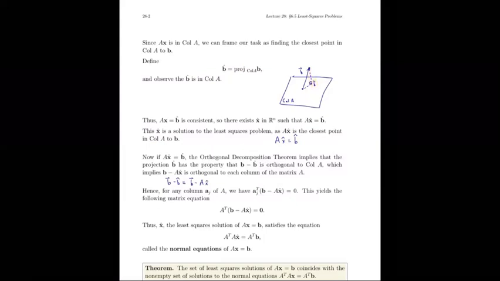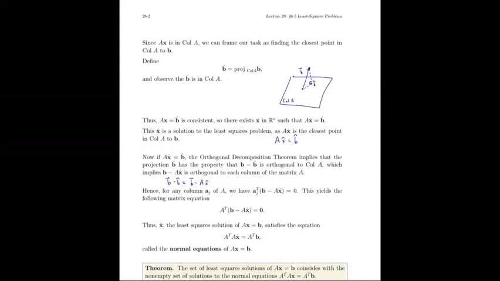Now, that being the case, we can use the orthogonal decomposition theorem to see that the projection of B, which is B hat, has the property that B minus B hat is orthogonal to the column space of A. Again, that's this vector right here. B minus B hat is the vector that sticks up out of the column space of A, perpendicular, and has its terminal point at B's terminal point. So this is B minus B hat here. It's orthogonal to the column space of A, which means that it's orthogonal to every column in the matrix A.